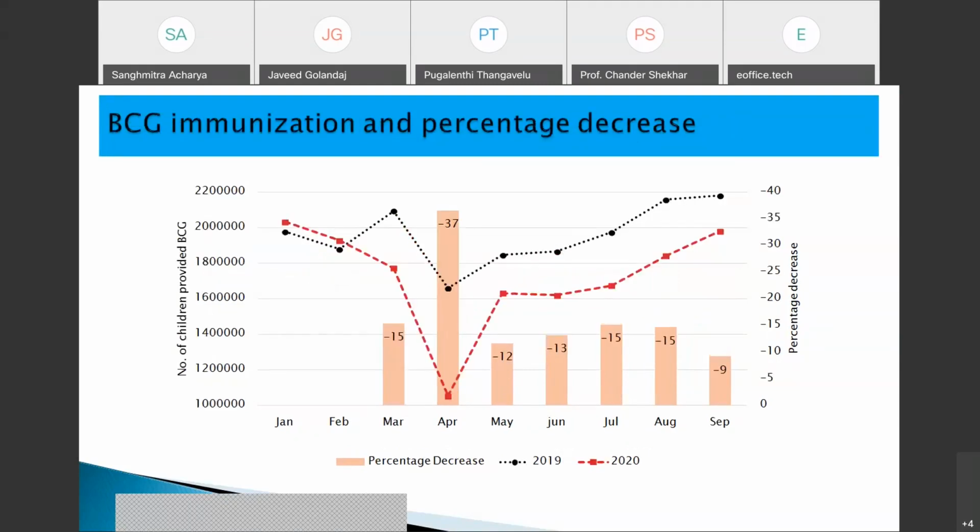This is another indicator: BCG immunization and its percentage decrease in the year 2020. BCG, which is protection against tuberculosis for children, also shows, in the HMIS data, that a larger disruption was there in the year 2020. Especially in the month of April, 37% fewer children were immunized compared to April 2019. And the decrease was there even up to September, we can see.